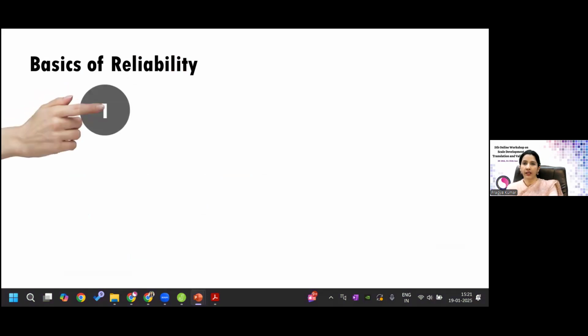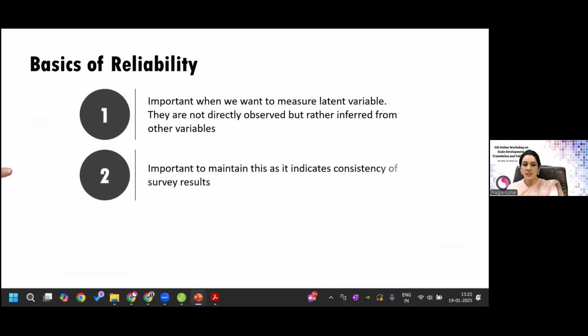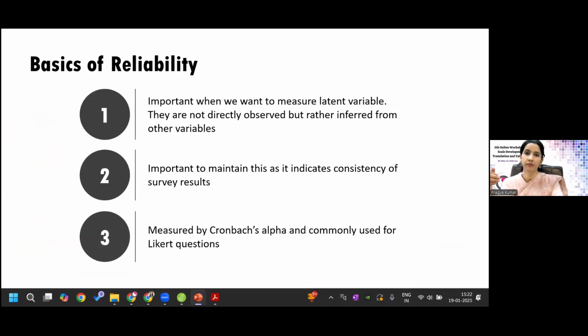Now, what are some basics of reliability? Reliability is very important whenever we are measuring a latent construct, because we have learned until now that such constructs are not measured directly; rather, we measure them through items. This is important because it indicates consistency. It is the internal consistency of the score, and it shows that the scores are reliable. It is measured by Cronbach alpha, which is commonly used for Likert-type questions.